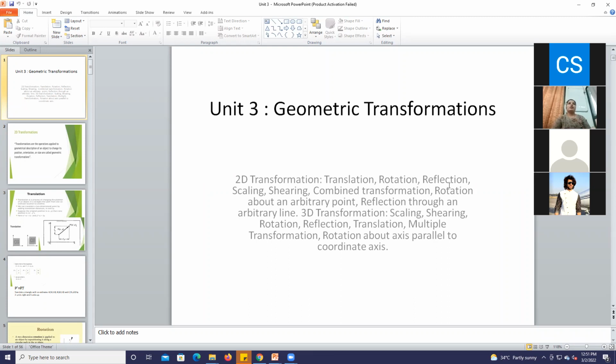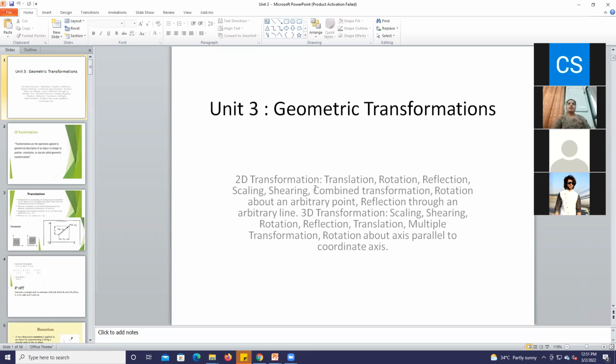Then reflection also we have seen. Reflection is nothing but the mirror image, or it can also be stated as the 180-degree rotation with a specified axis. So that is about the reflection. We have seen 4 types of reflection: reflection along x-axis, reflection along y-axis, reflection along y equal to x, and reflection along y equal to minus x.